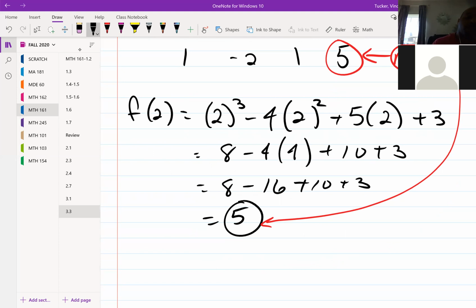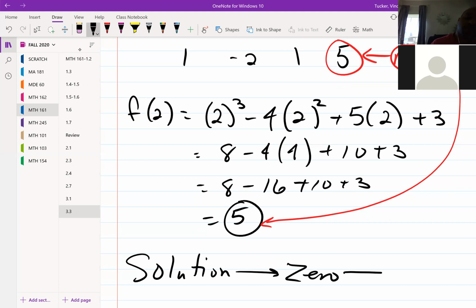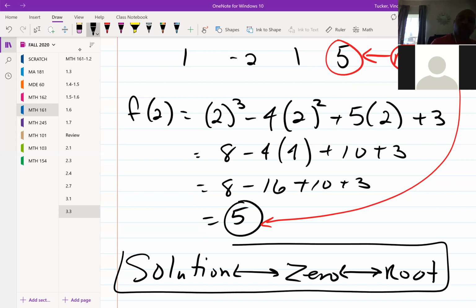So we have solutions that we're going to be looking for. Another word for solution is a zero. Also, another word for solution is root. So all of those terms are used interchangeably. Zeros, solutions, and roots are the same thing.